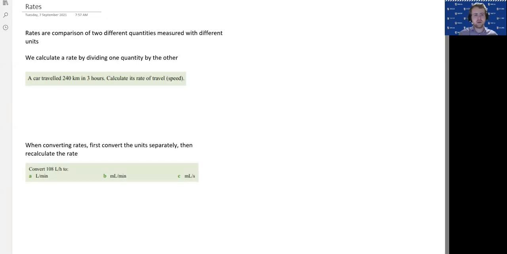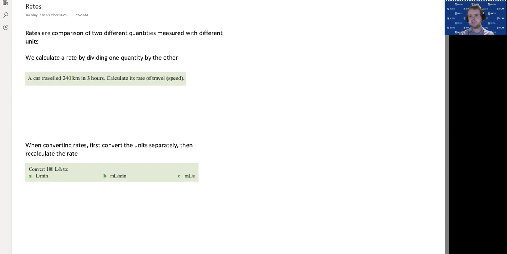Today we've got a video on a new topic. We're going to be looking at rates and proportion in this topic. A rate is just a comparison of two different quantities measured with different units. Okay, so a classic example is speed, which is distance divided by time.